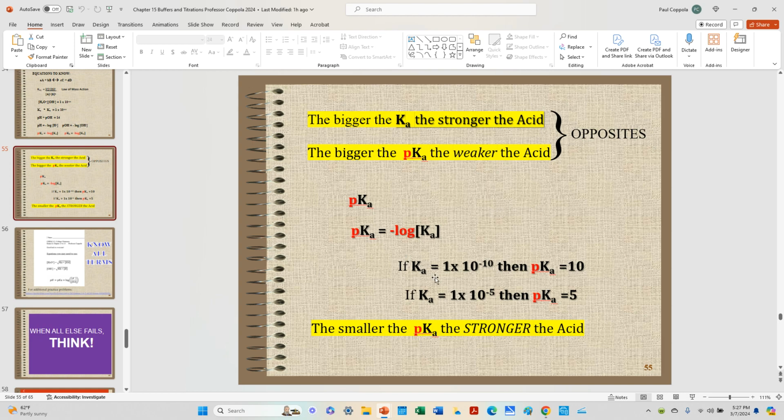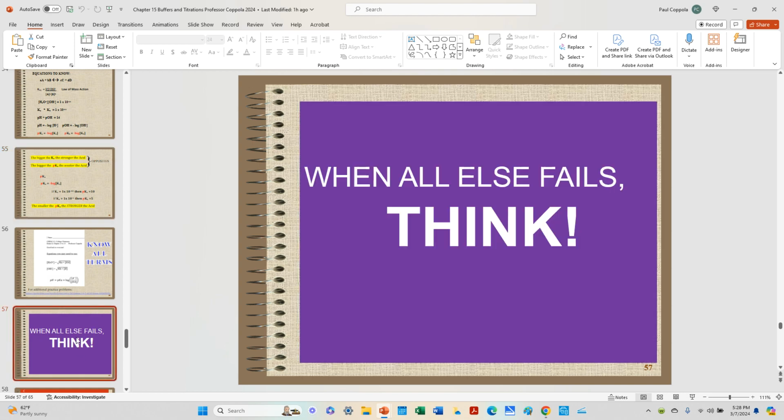And if it doesn't, just give yourself a couple of examples. What if I had a Ka of 10 to the minus 20? Well, the pKa would be 20. That's very weak. What if I had 1 times 10 to the minus 2? Well, then the pKa would be 2. So when the Ka is bigger for a stronger acid, the pKa is smaller. All right? So again, when all else fails, think.